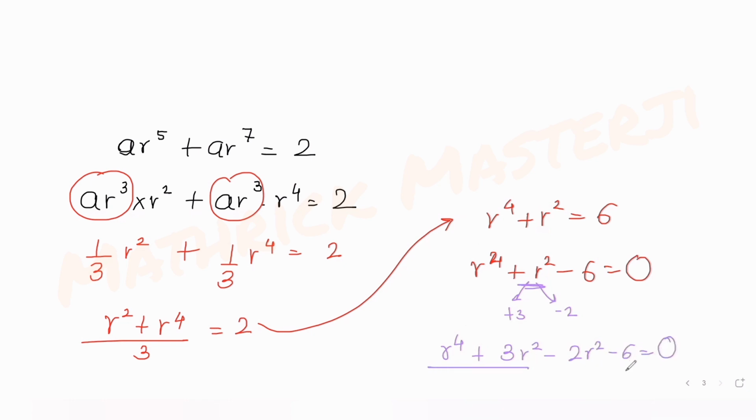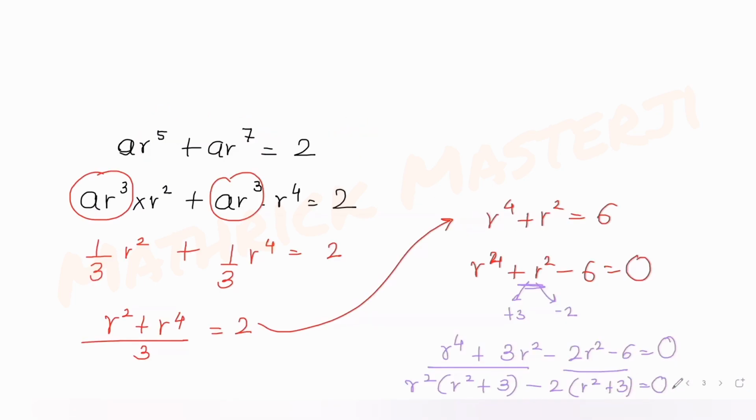Now in this, if I try to take common from this, I have r square common. r square plus 3 minus 2, r square plus 3 is equal to 0. So you have this quadratic simplified that says r square plus 3 is equal to 0 or r square minus 2 is equal to 0.